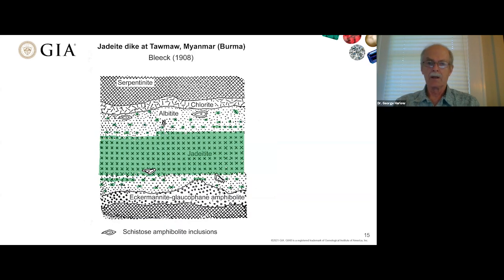So how do we actually observe jadeite occurrences? This is an example recorded by Bleek in 1908 of a Tawmaw, what's known as the Tawmaw dike in the Myanmar jade tract.